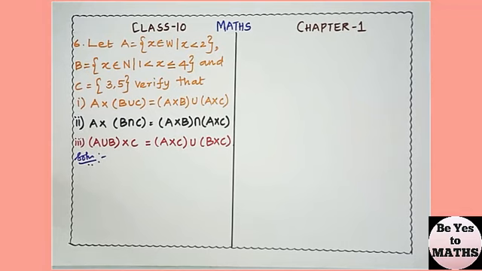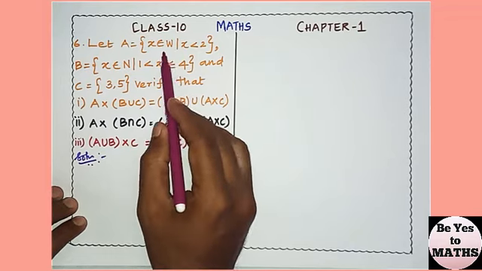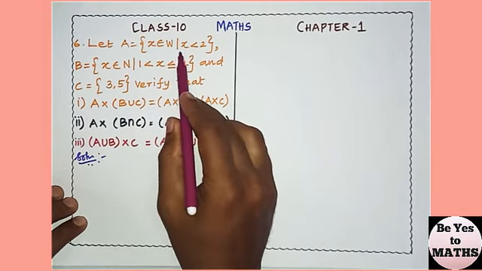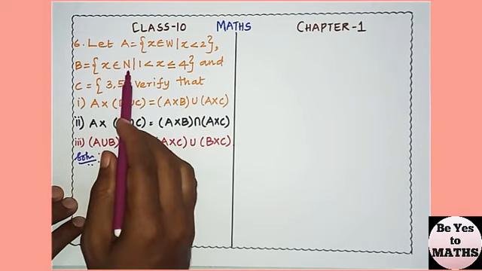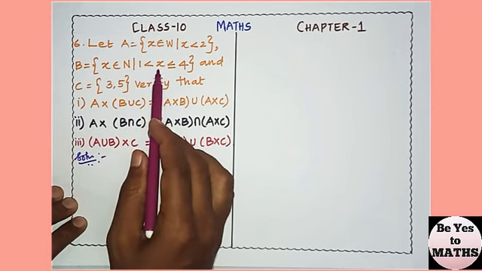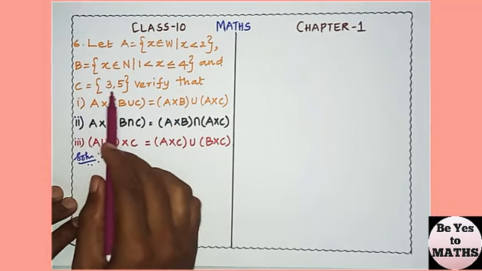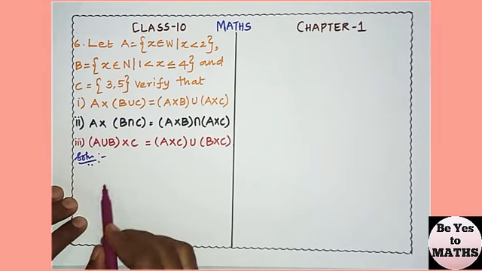Here is the next question, sixth question. Let A = {x : x ∈ W, x < 2}, W is nothing but whole numbers, and B set is {x : x ∈ N, 1 < x ≤ 4}, N means natural numbers, and C set is {3, 5}. First we'll write the A and B sets in roster form.